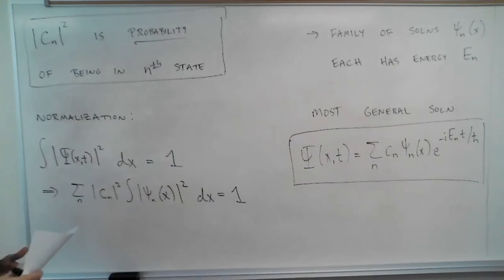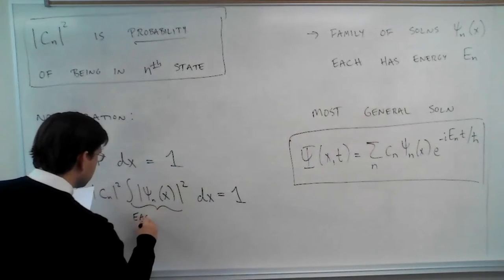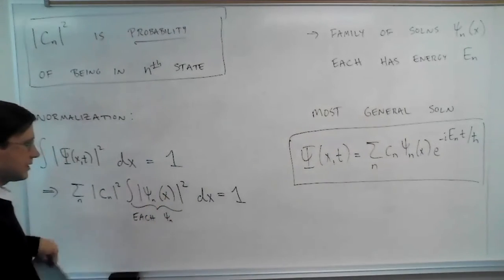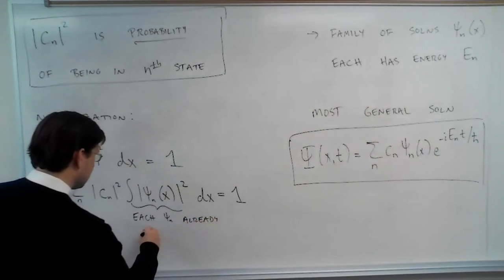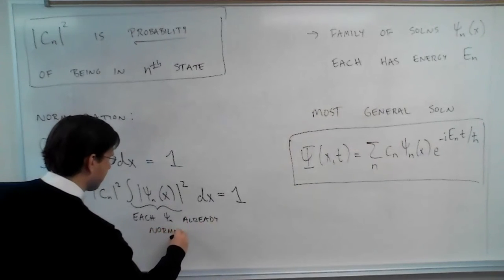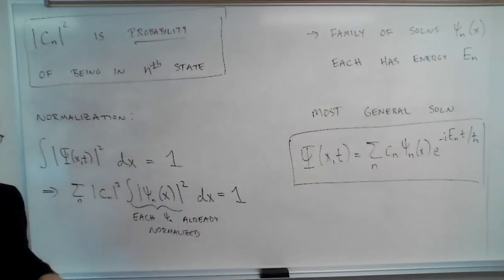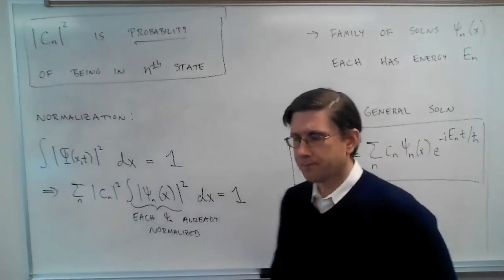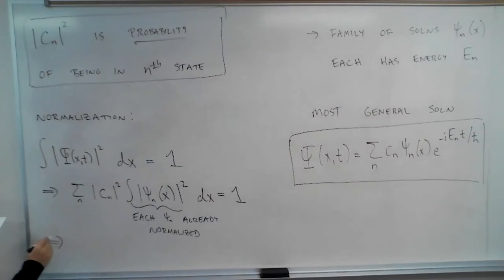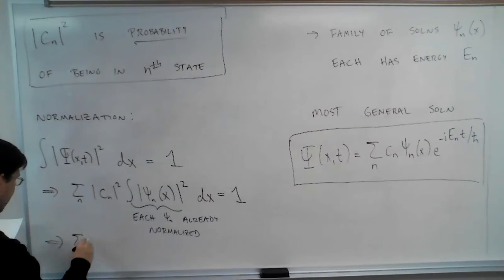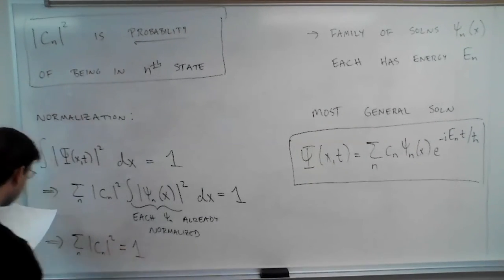Okay, so we're just left with this, and we've already shown that each of the stationary states, psi sub n, is already normalized, meaning that this integral is already 1 for every single possible stationary state. Okay, and so if this integral is always 1, then we're left with the conclusion that the sum over n of the magnitude of c sub n squared is equal to 1.